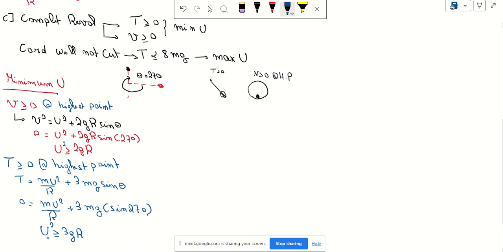Okay, so I just need to ask you one question. In order to have one complete revolution, the minimum u squared will be 2gr or 3gr? 3gr, sir. Yes, because if I'm moving with 2gr, I will ensure that I have v greater than 0, but the rope will be loosened before reaching the highest point. Okay, so this one is the one we are looking for. Okay, going to the maximum one.